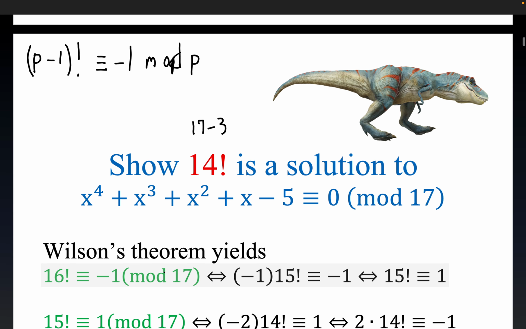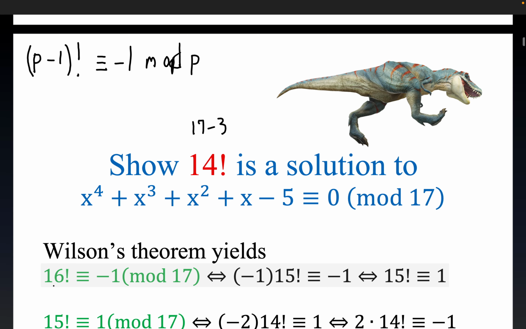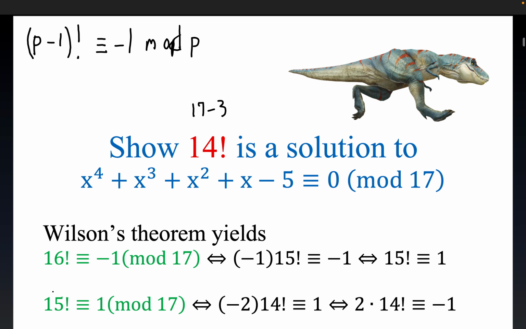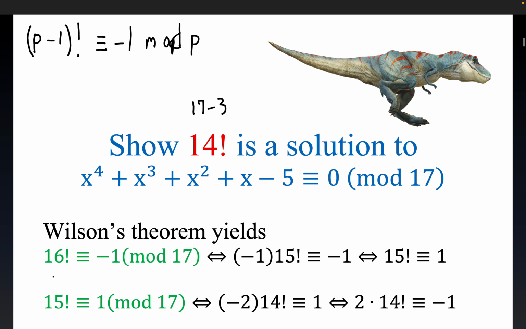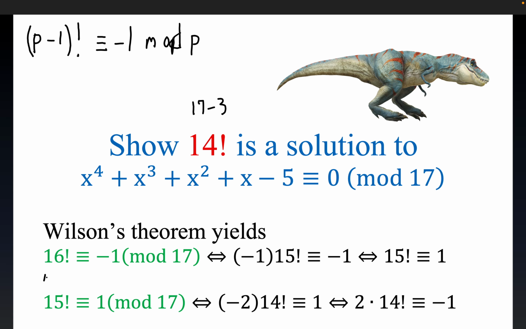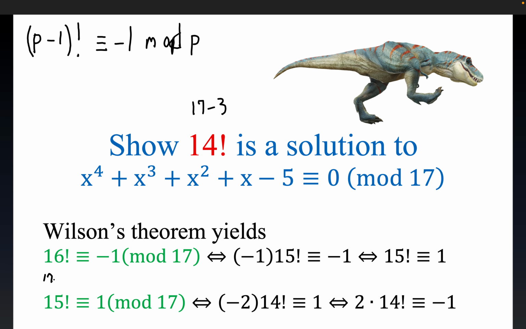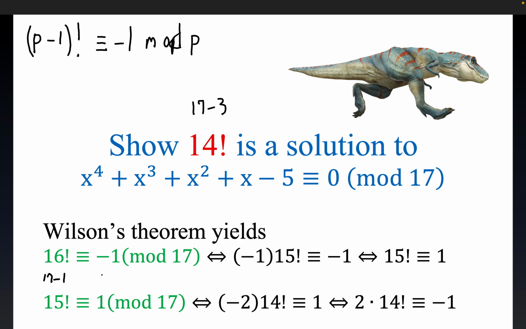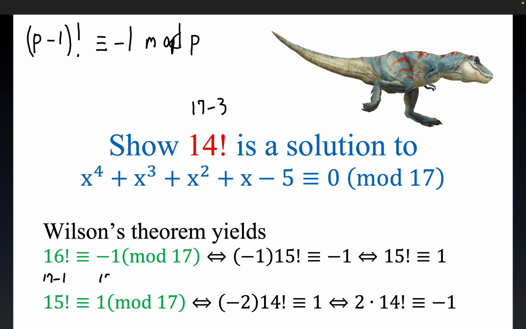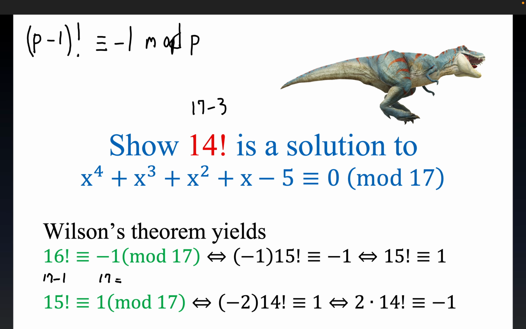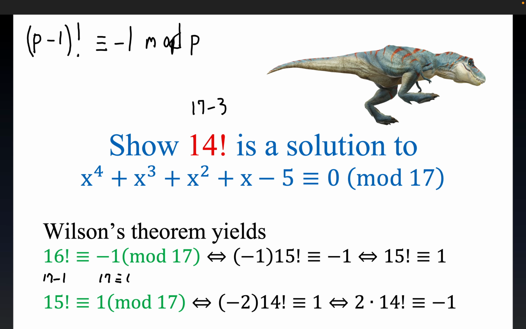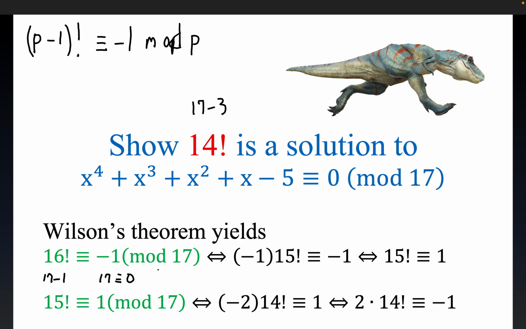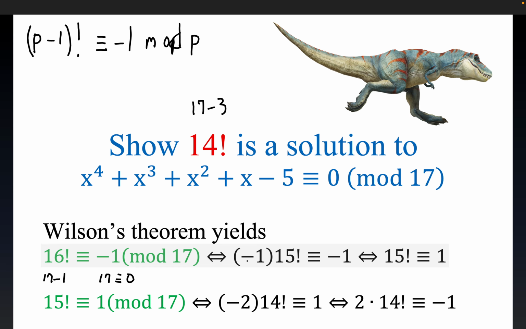You'll notice right here that 17 is 17 minus 1. I'll write this just for clarity: this is 17 minus 1 factorial. But also notice that 17 is congruent to 0, trivially, mod 17, of course. And so you see how, since 17 is just 0, this would read 17 minus 1, but there's a 0 there.